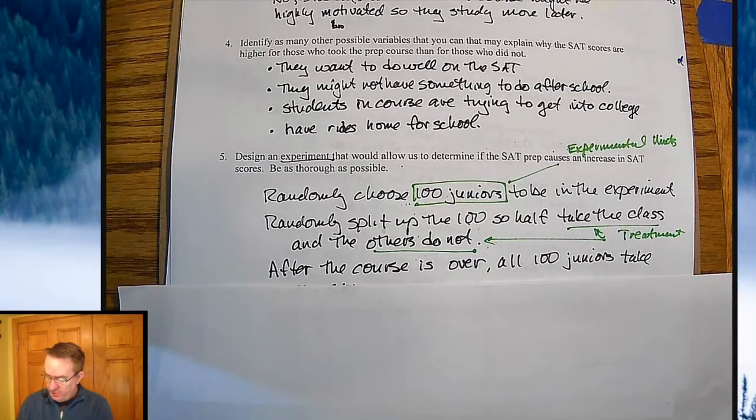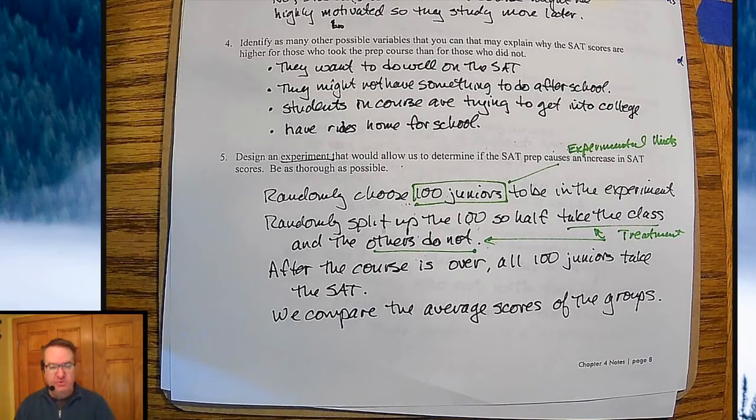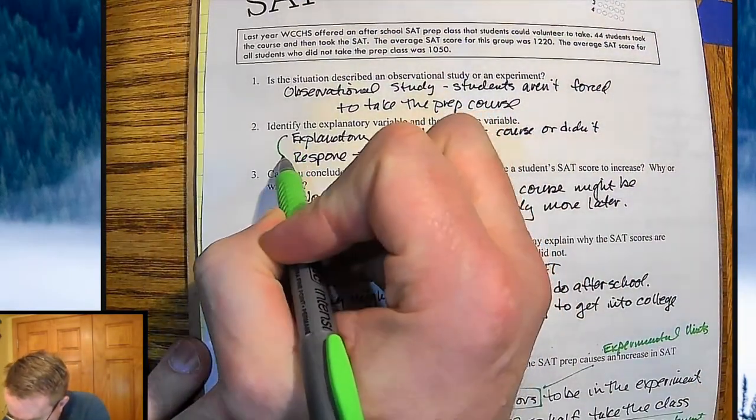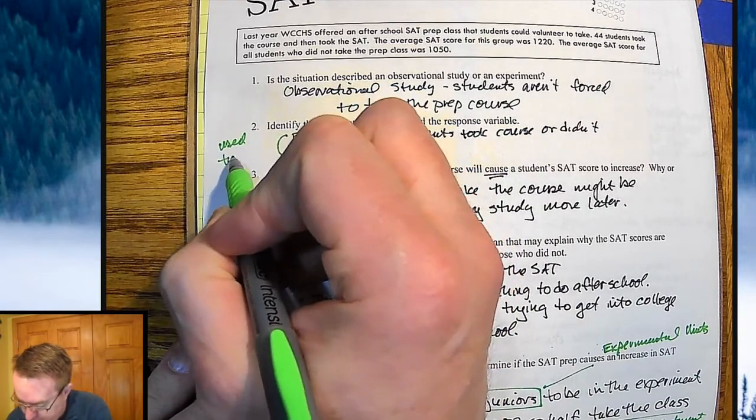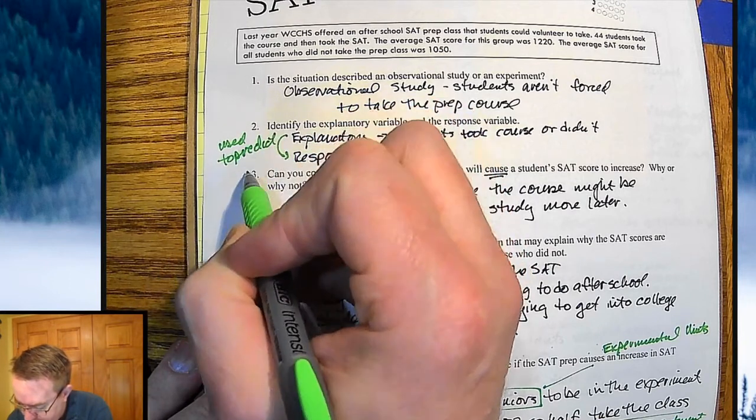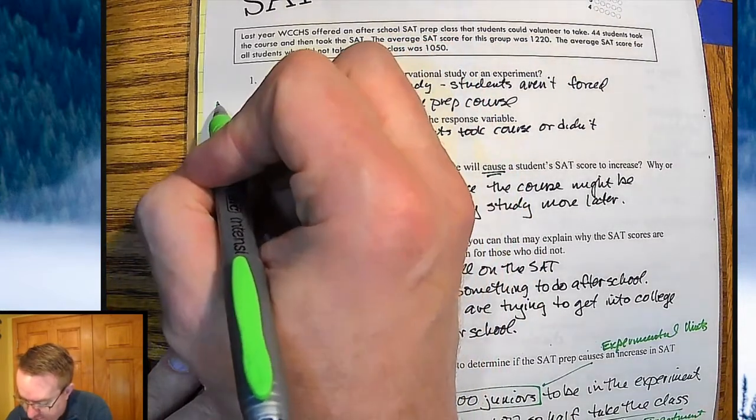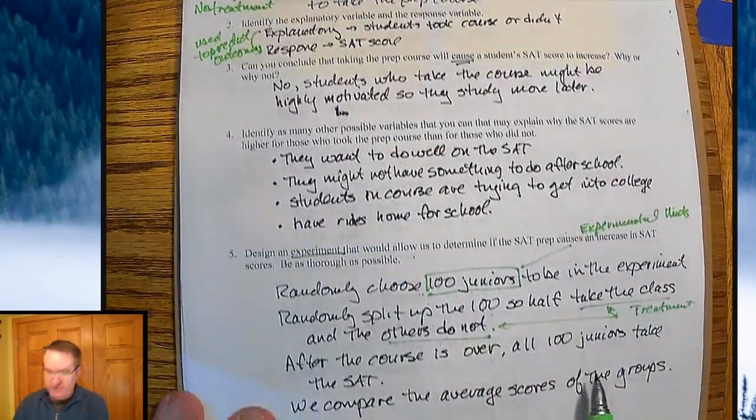And then after the course is over, all 100 juniors take the SAT. And then at the end, you compare the average scores of the two groups. All right? And that's how you set up an experiment. You have to change something, and you have to be the one choosing it. Remember here, these are used to predict outcomes, as we talked about this past week. And here, there is no treatment. So when you impose something, that's called a treatment.